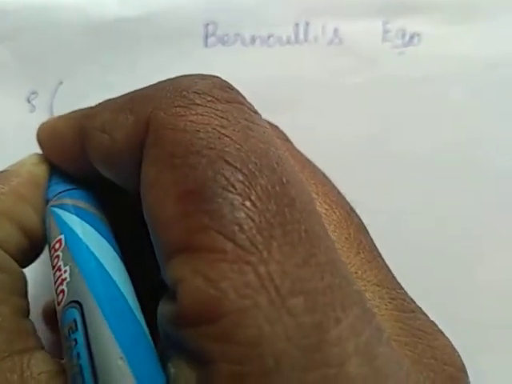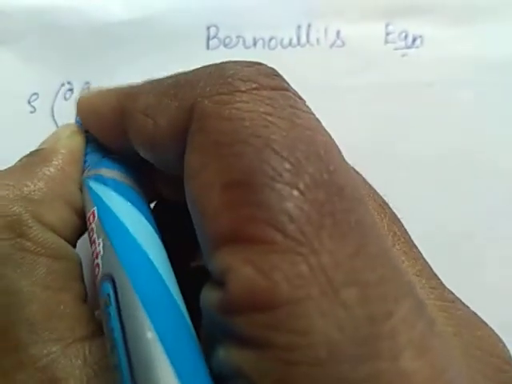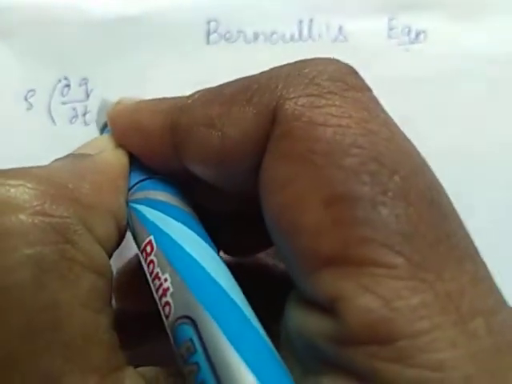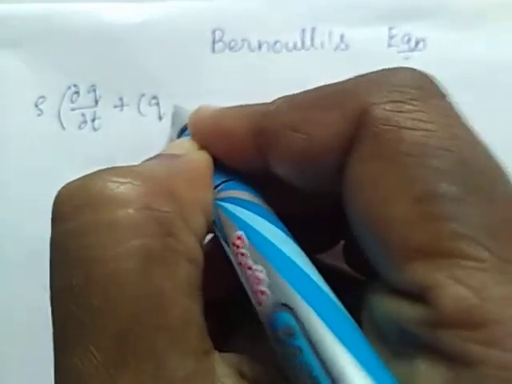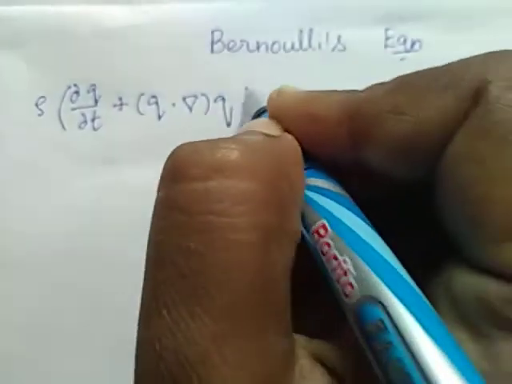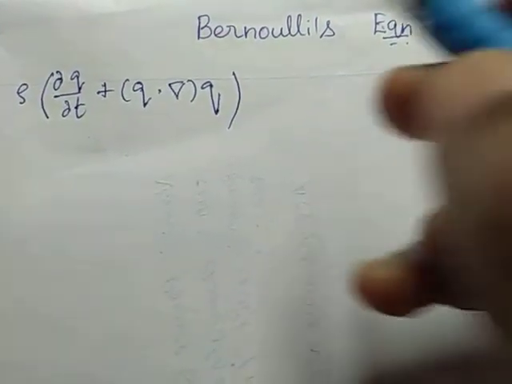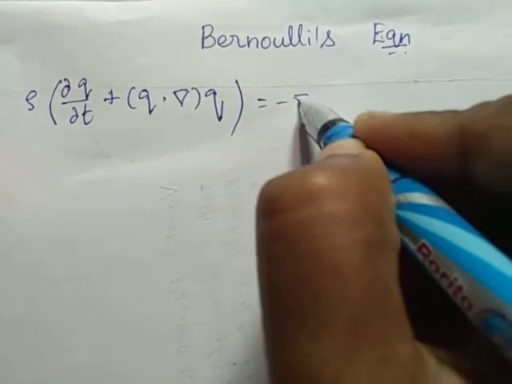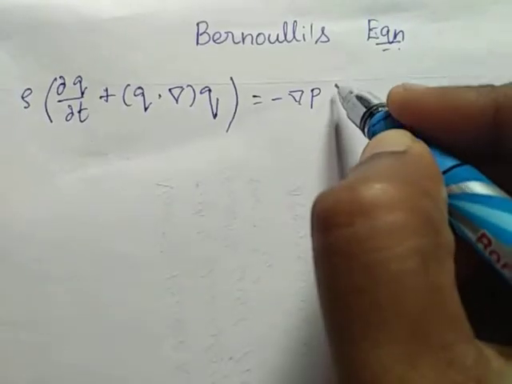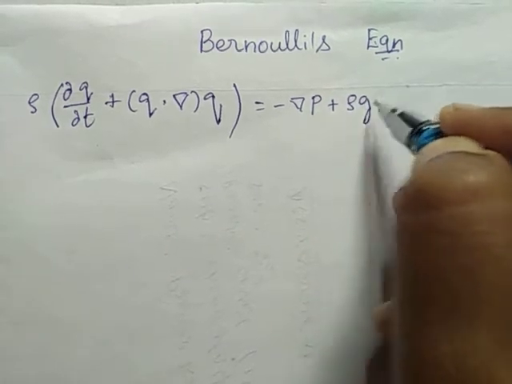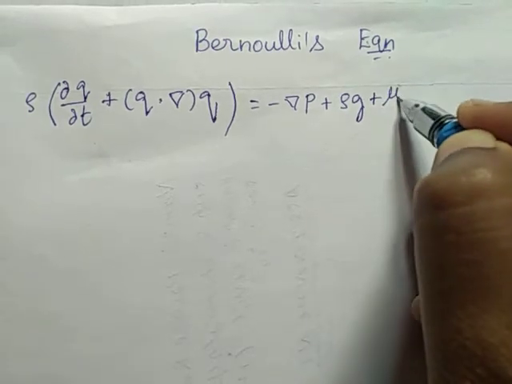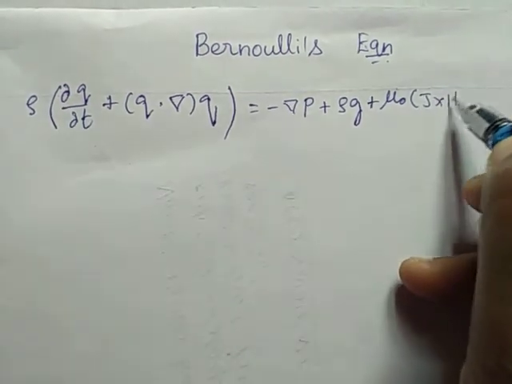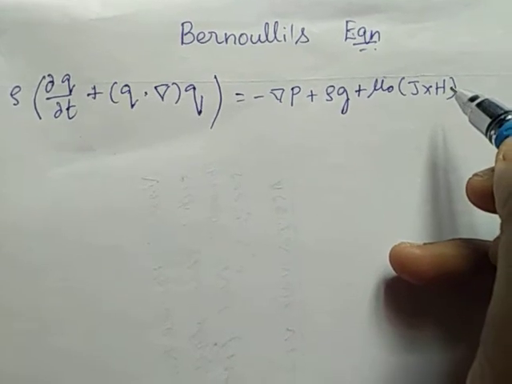In MHD, it is given by rho, where rho is density, dou q by dou t, where q is velocity and t is time, plus q dot del q, is equal to minus del p, which is the pressure gradient, plus body force or force due to acceleration, and mu naught J cross H, which is a magnetic field term.